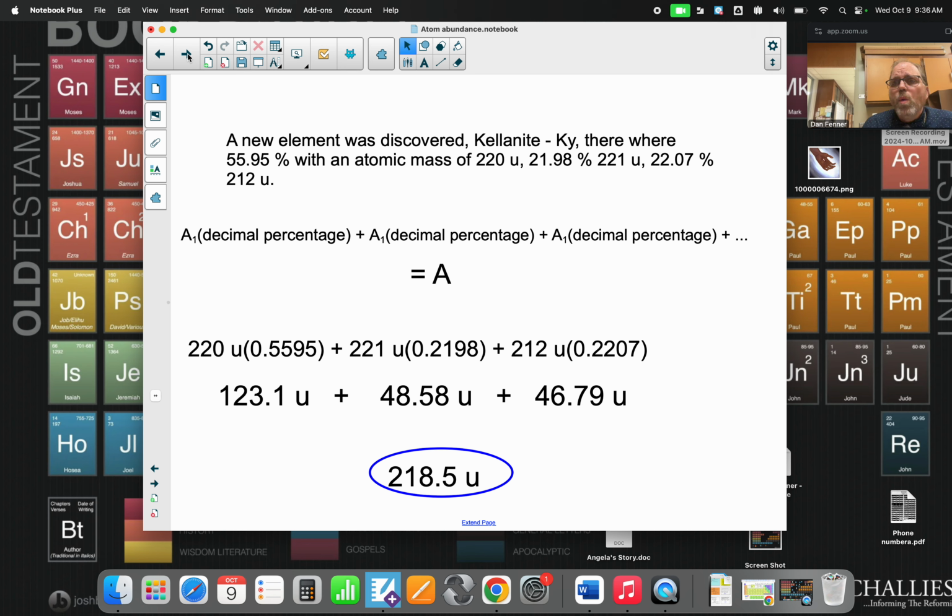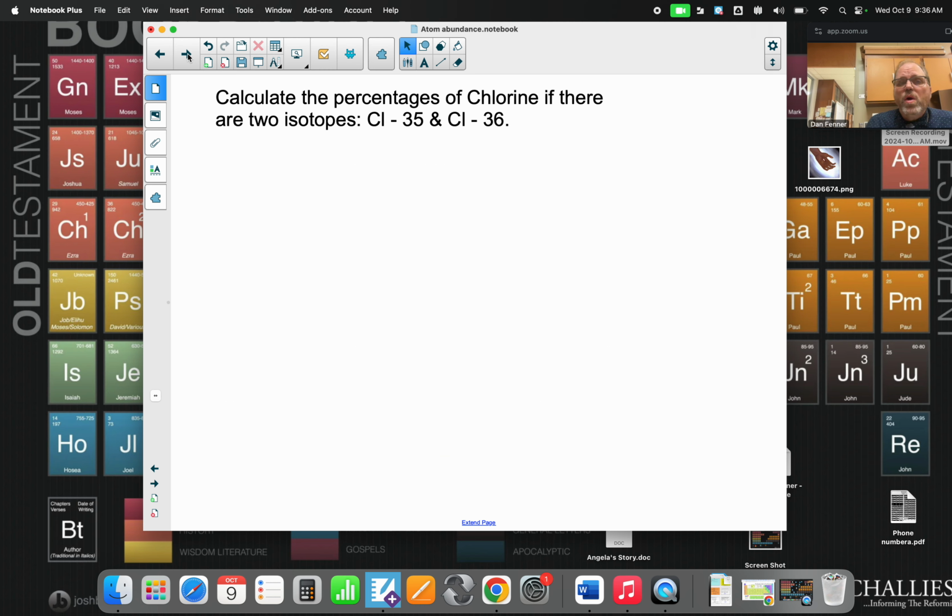Make sure that we show the process through, make sure we follow sig figs. Now we can also go this process in the opposite direction. Now we can do multiple, but then you're getting into matrices and calculus. So we're going to keep it simple for Chem 1, so we're only using 2 isotopes.